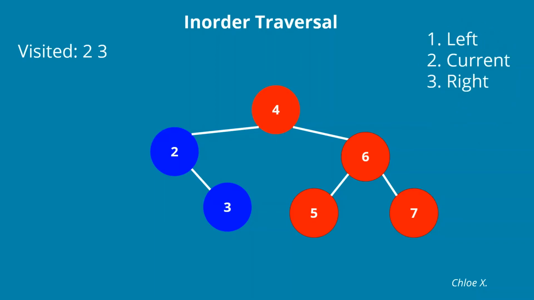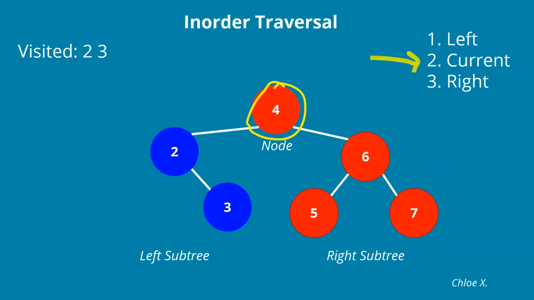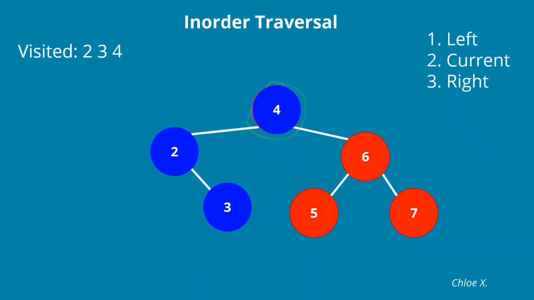Now finally, 4 is our current, back to the original caller. We can finally mark this as visited. Bam. Now step 3, we're going to look at the right of 4. And it's just the same thing.